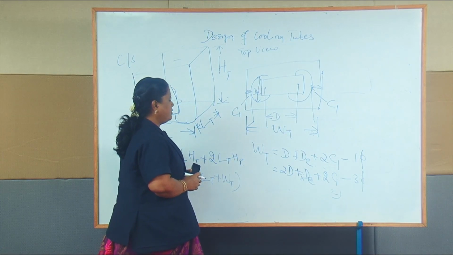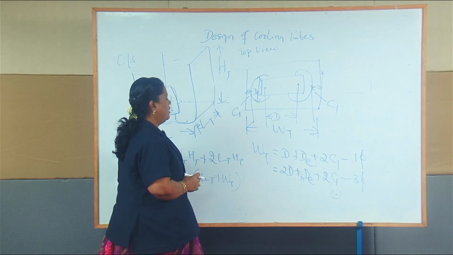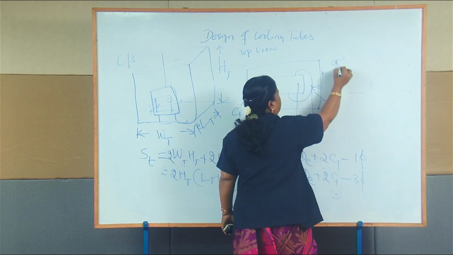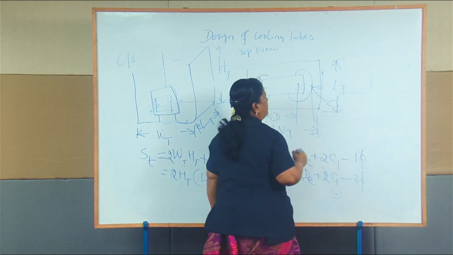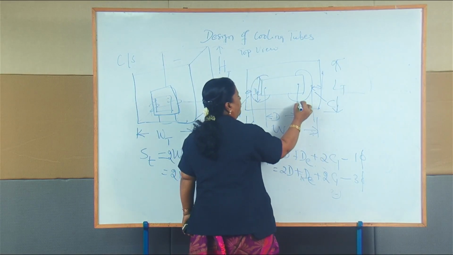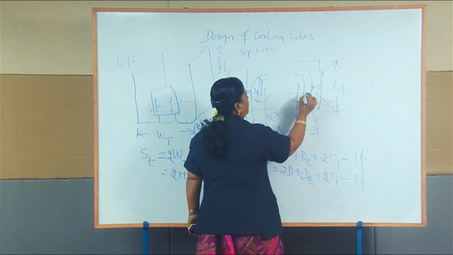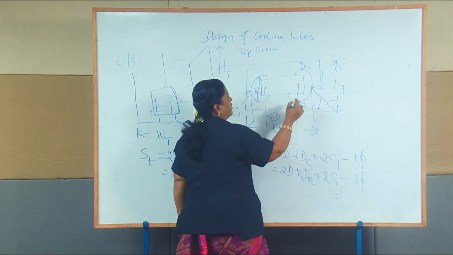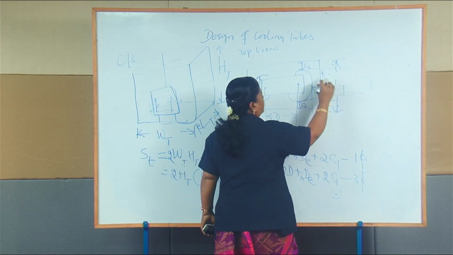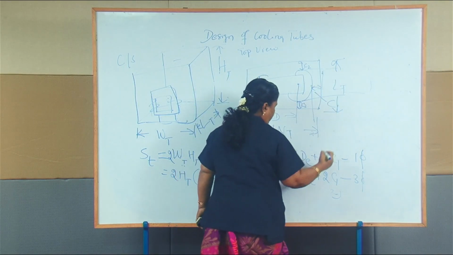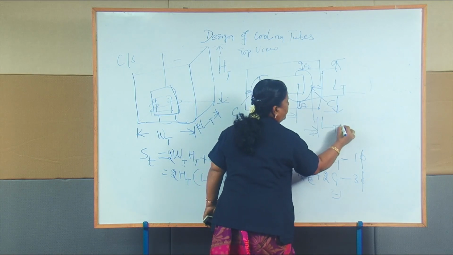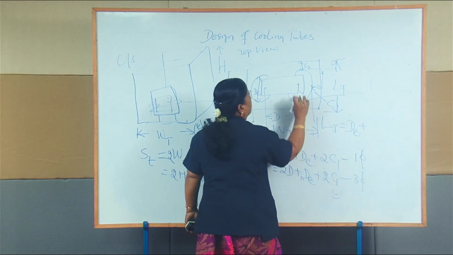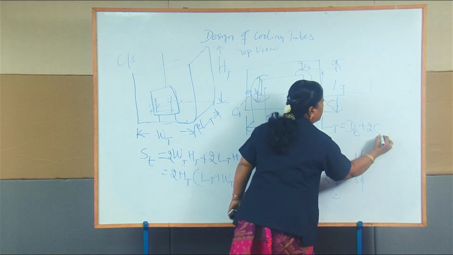Next, we have to calculate the length of the transformer, L suffix T. Obviously, we have to give a clearance; consider this clearance as C2. How will you calculate the length? We know this value, D suffix c. So, the length of the transformer will be equal to D suffix c plus 2C2.